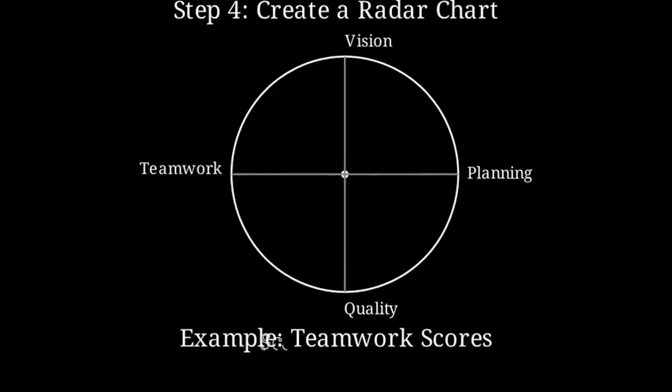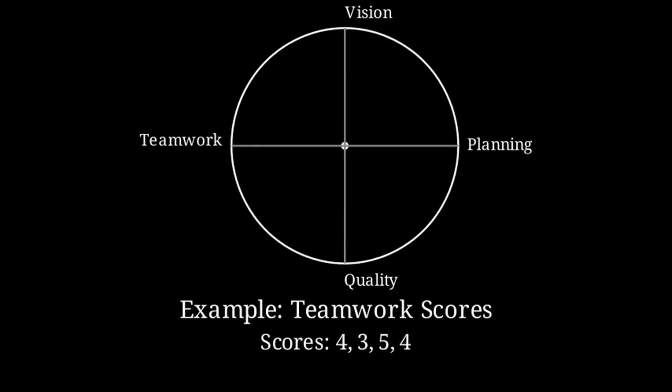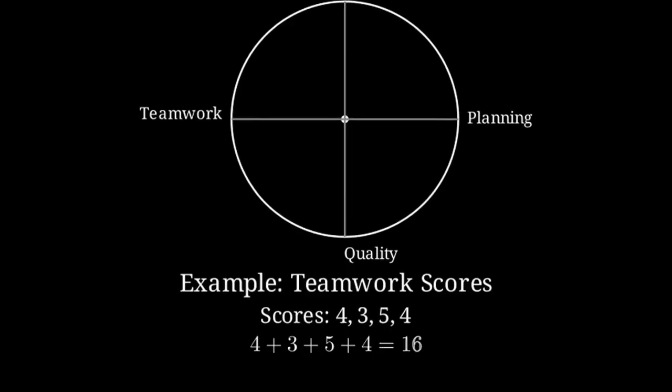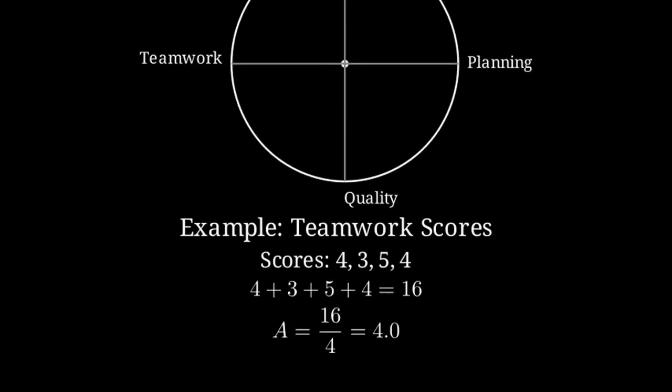Now let's do an example. Four people rate teamwork as 4, 3, 5, and 4. We add them: 4 + 3 + 5 + 4 equals 16. Then divide by 4. The average is 4.0.